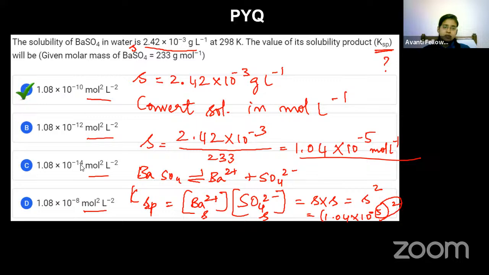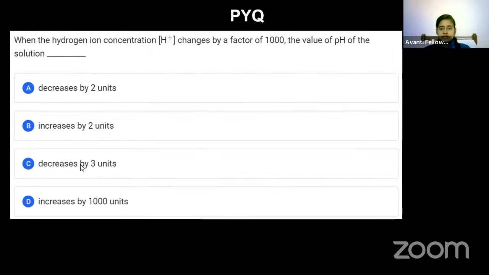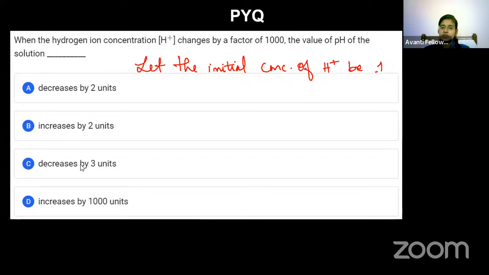Okay. So here is a question. When the hydrogen ion concentration changes by a factor of 1000, the value of pH of the solution is. So how to find out the answer? Let me take the initial concentration of H plus as 1. Initial concentration of H plus is equal to 1.